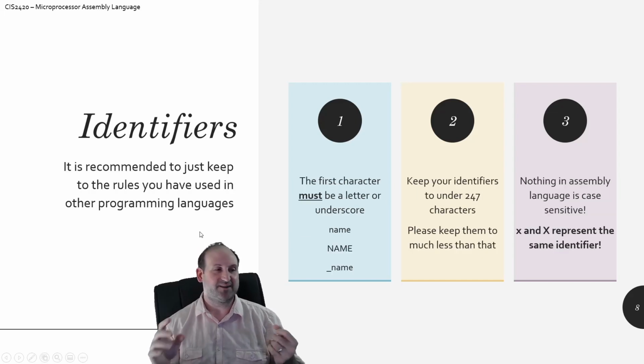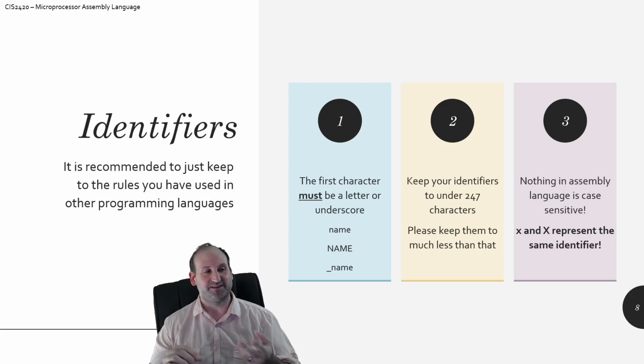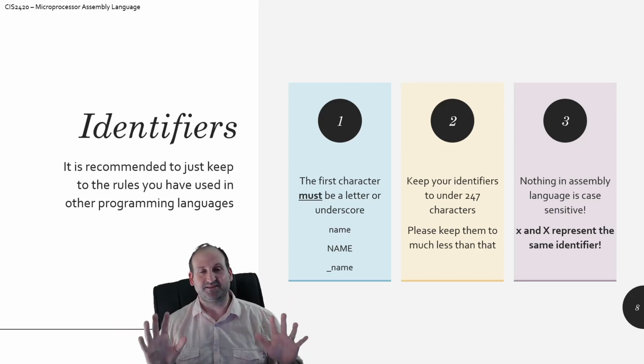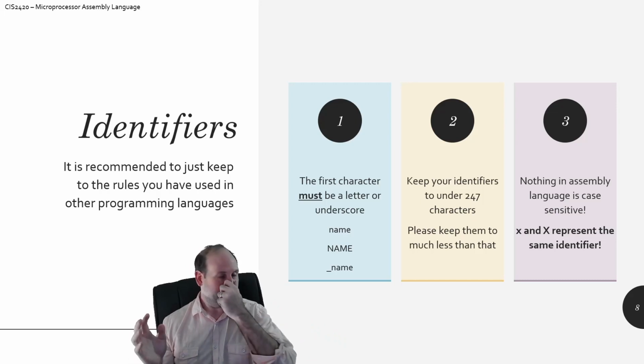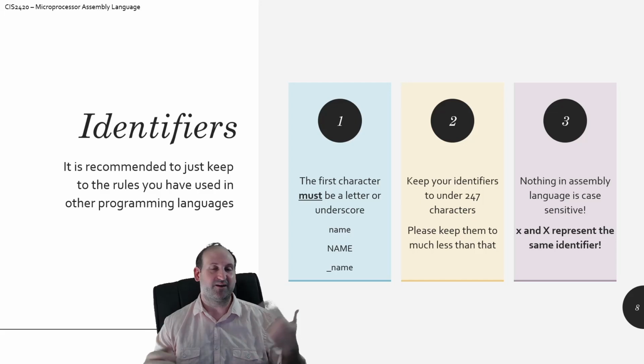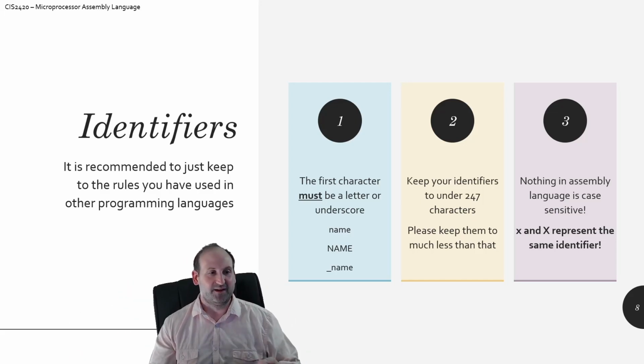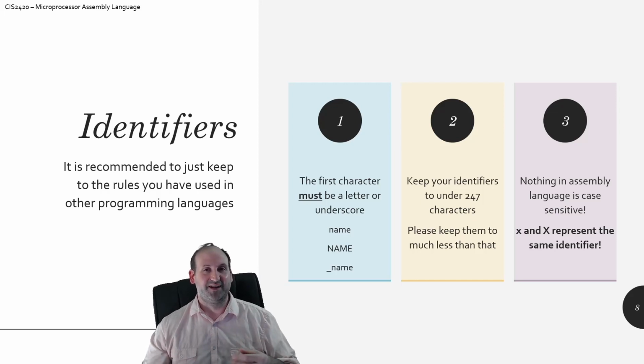So identifiers, otherwise known as variables, there are so many different terms for these things. A variable, an identifier. It keeps to the same rules as every other language, so we don't have to worry about anything. Underscore or a letter character to start, uppercase or lowercase. You can put numbers in there as long as it's not the first character. Don't test this limit. I'm told that you have to have your identifiers under 247 characters in length.